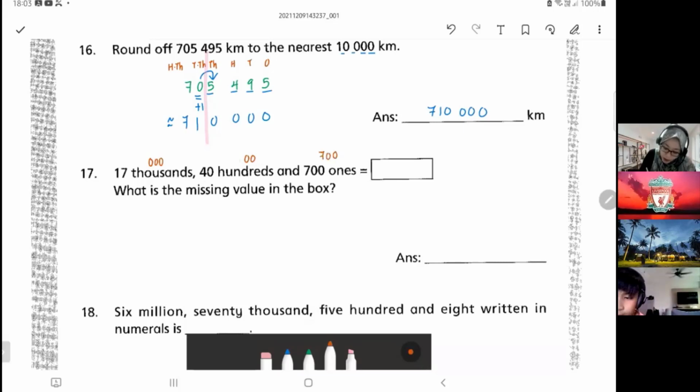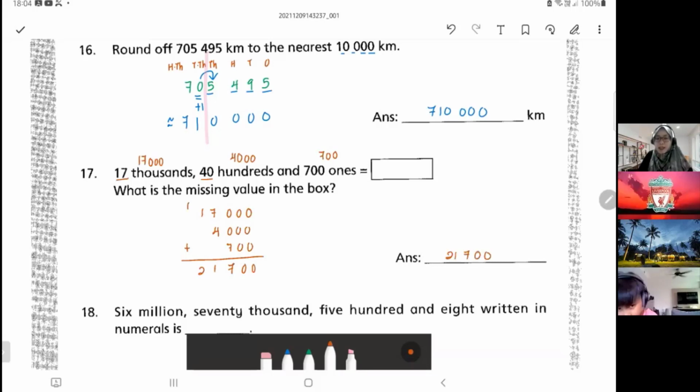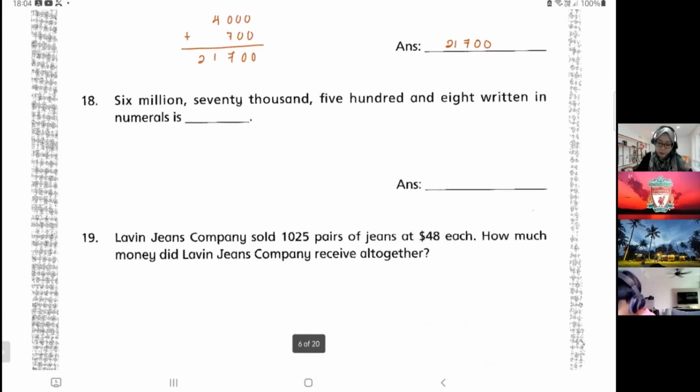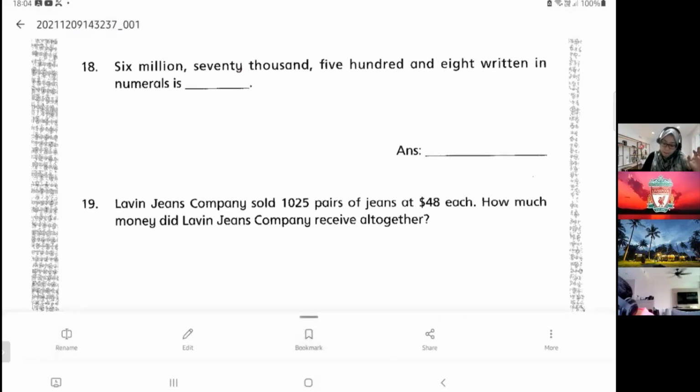So this one, once you have the 0s, you just add them on. Copy down 17, 17 like that. Then what do you do? 17,000 plus 4,000 plus 700... add them up, you get 21,700. Answer. You see how easy I make it seem, right? If you know the trick, you can do this very fast. Next question, number 18 and 19.